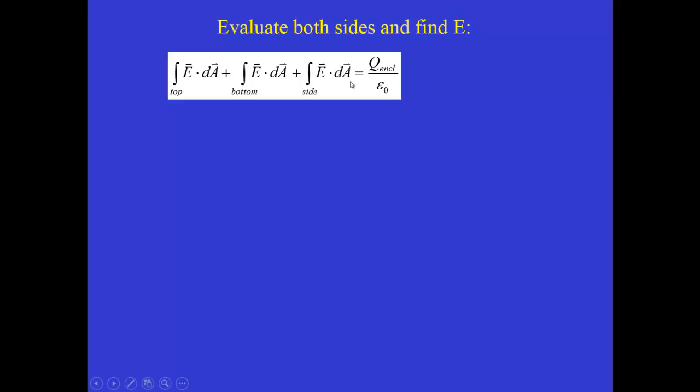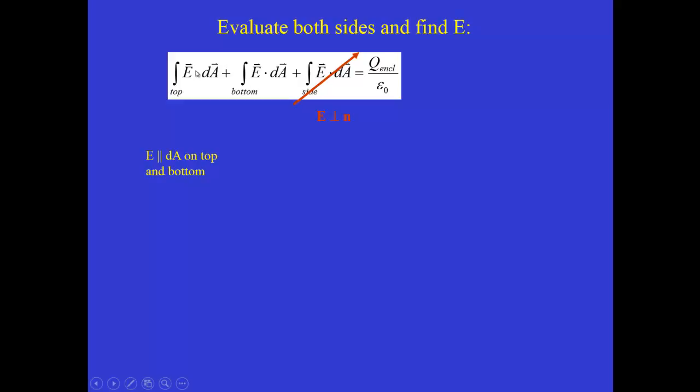Now right away we can say something about this E dot dA on the side, because we notice that E and dA are perpendicular. That means it will go to 0, because the dot product of two perpendicular vectors is 0. So that's great. E is perpendicular to the normal vector, which is the direction of the dA vector. So that goes away and leaves us with just the first two.